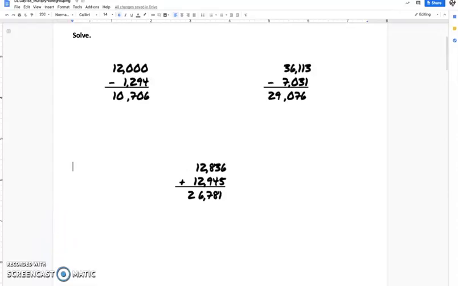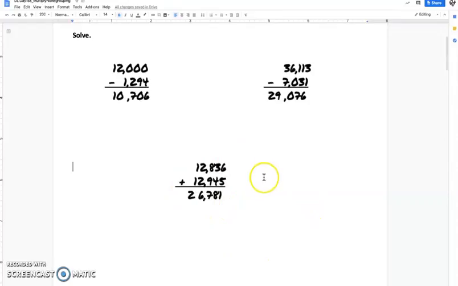Welcome back. Here are your answers. If you correctly borrowed, regrouped, and even took the extra step to add our difference and the number we were subtracting from to come up with 12,000, you are correct. The answer is 10,706. We had to do the same thing for the additional problem. We had to borrow, we had to regroup, and we had to make sure that each number was aligned throughout the process to come up with the correct answer.